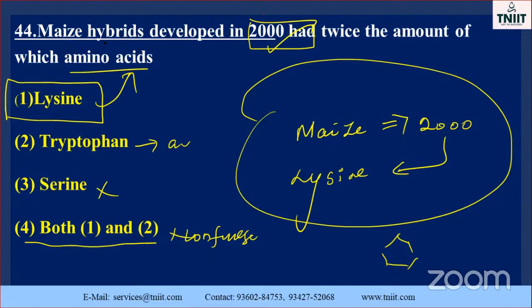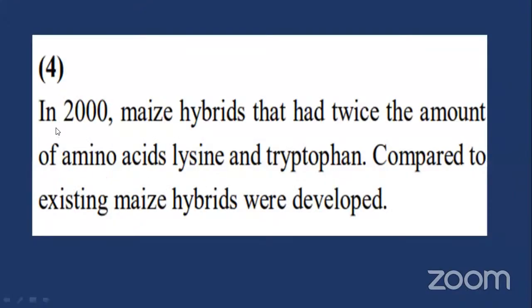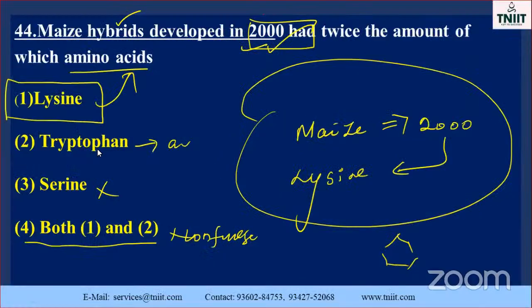Maize, hybrid developed. Listen here, this is the point. Hybrid developed 2000 is a keyword. Hybrid is also a keyword, and amino acids. These are the three keywords here. You have to find out the answer. See that? In 2000 the maize hybrid had twice the amount of the amino acids lysine and tryptophan. So the answer, sorry, lysine and tryptophan. Extremely sorry, my dear. So the fourth one is the correct answer. Okay, go to the next one.